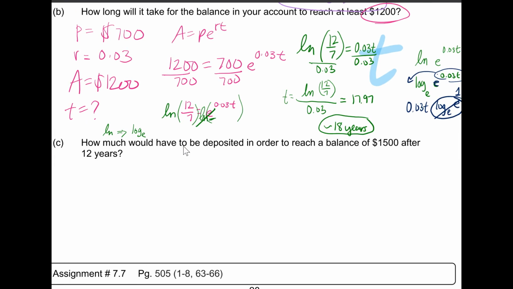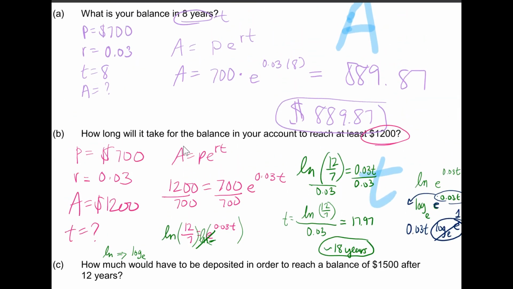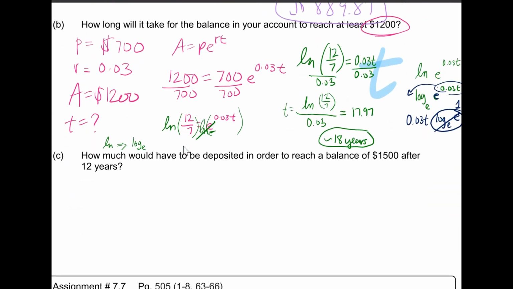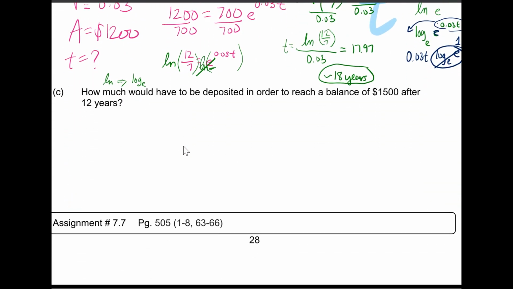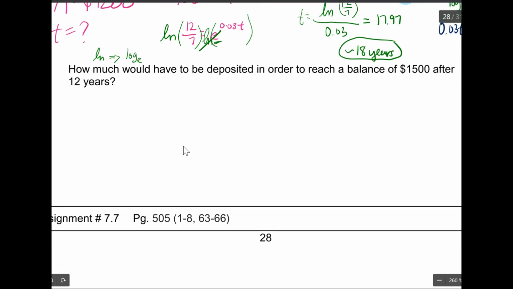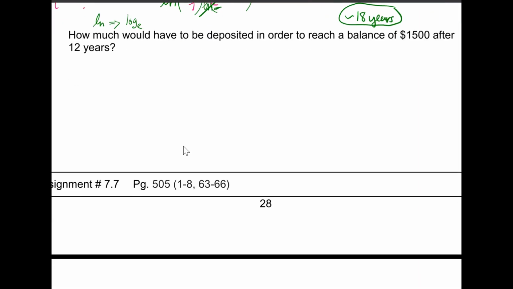All right, so we've done a problem where we solved for A, the balance afterwards. We did a problem where we solved for T. Now we're going to solve for P, the principal. How much would have to be deposited in order to reach a balance of $1,500 after 12 years?